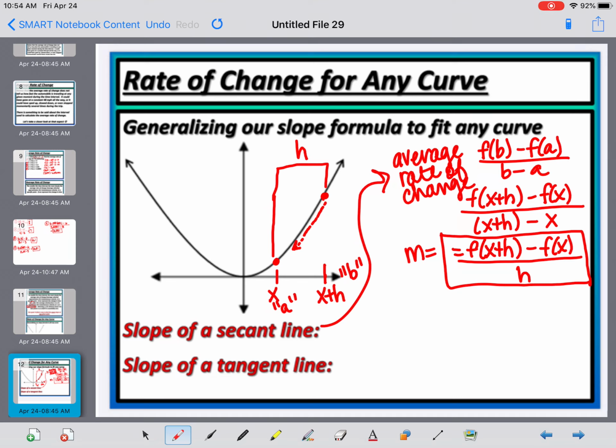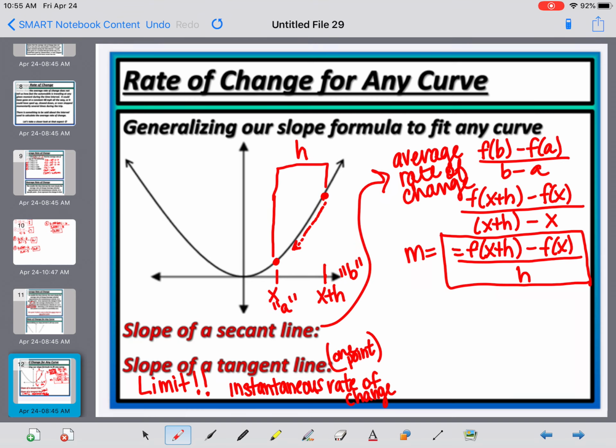Okay, so I asked you a minute ago to think about, well, what kind of expression do we write when we approach a value? So we actually use a limit. Okay, if you remember that. So the tangent line here is going to be the instantaneous rate of change, because this is at 1 point, 1 instant. So we actually use a limit.